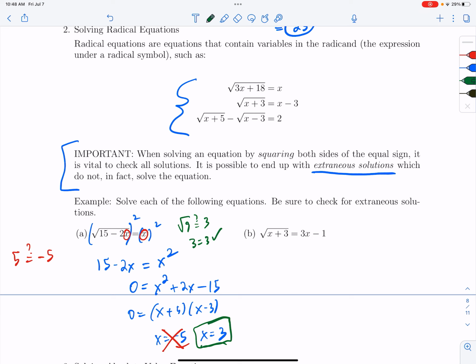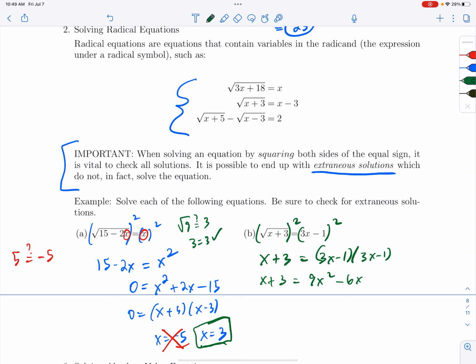Okay, let's do the next one. Here I'm going to square both sides. It's a little more complicated just because when I square the right-hand side, that is a binomial that I need to expand. So x plus 3 is equal to, on the right-hand side, I'm going to get 9x squared minus 3x, so minus 6x plus 1. Moving everything to the right, I'm going to get 9x squared minus 7x minus 2.